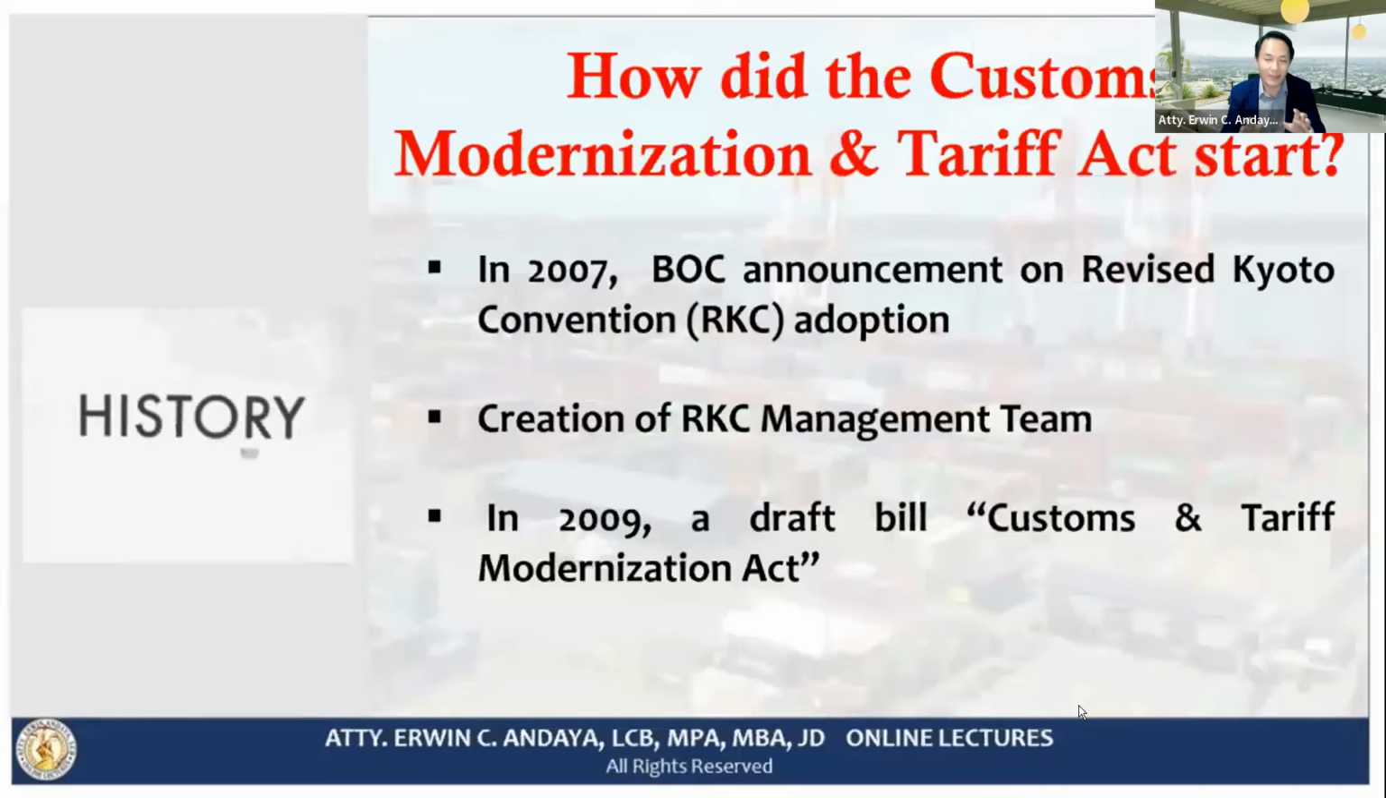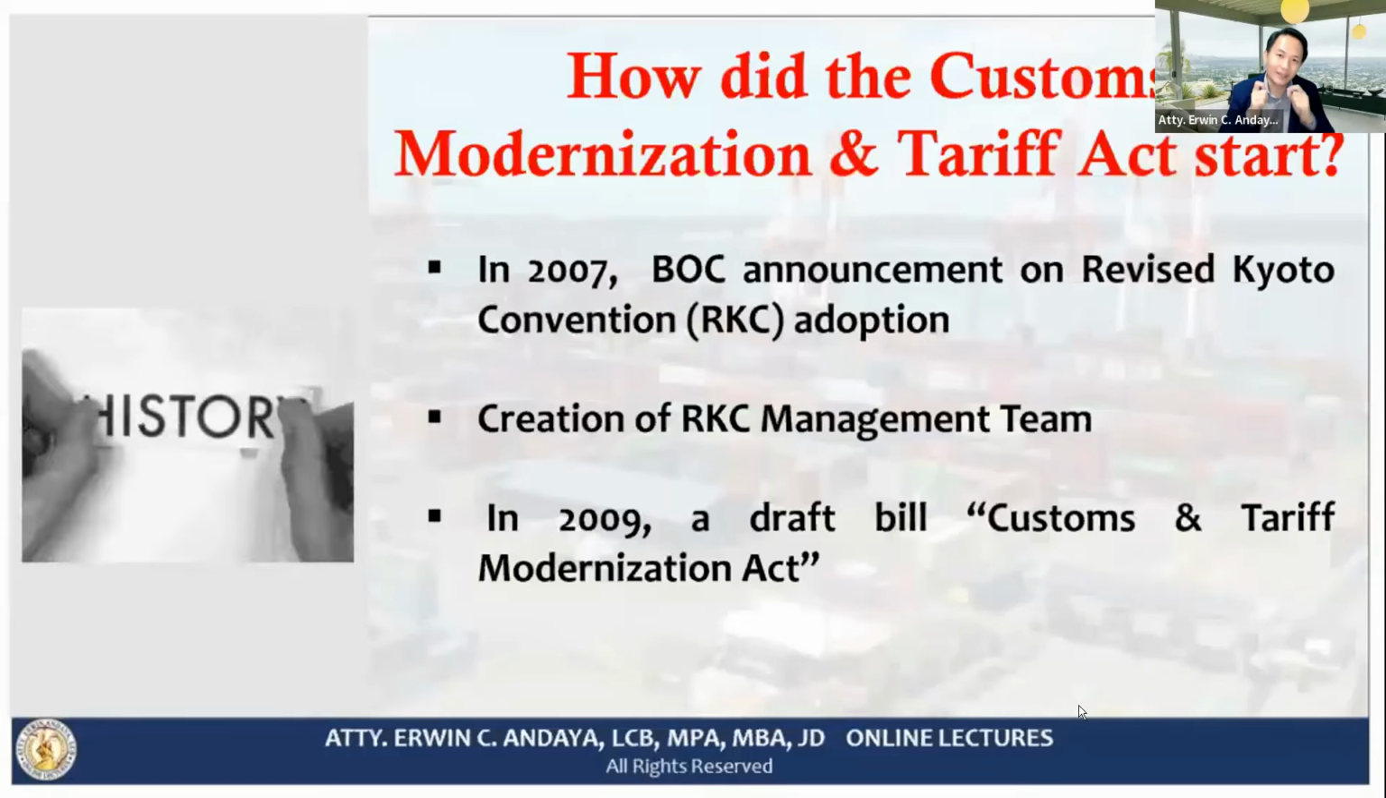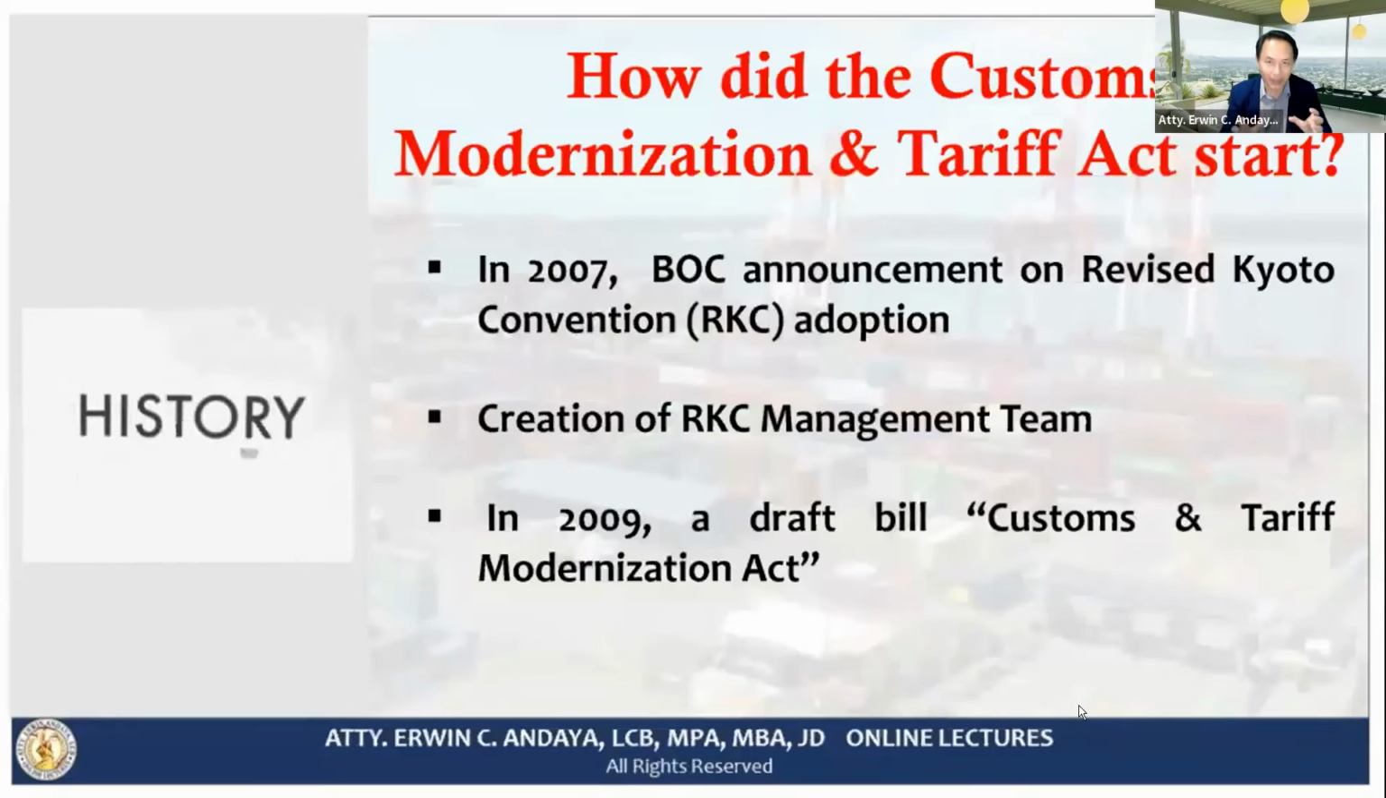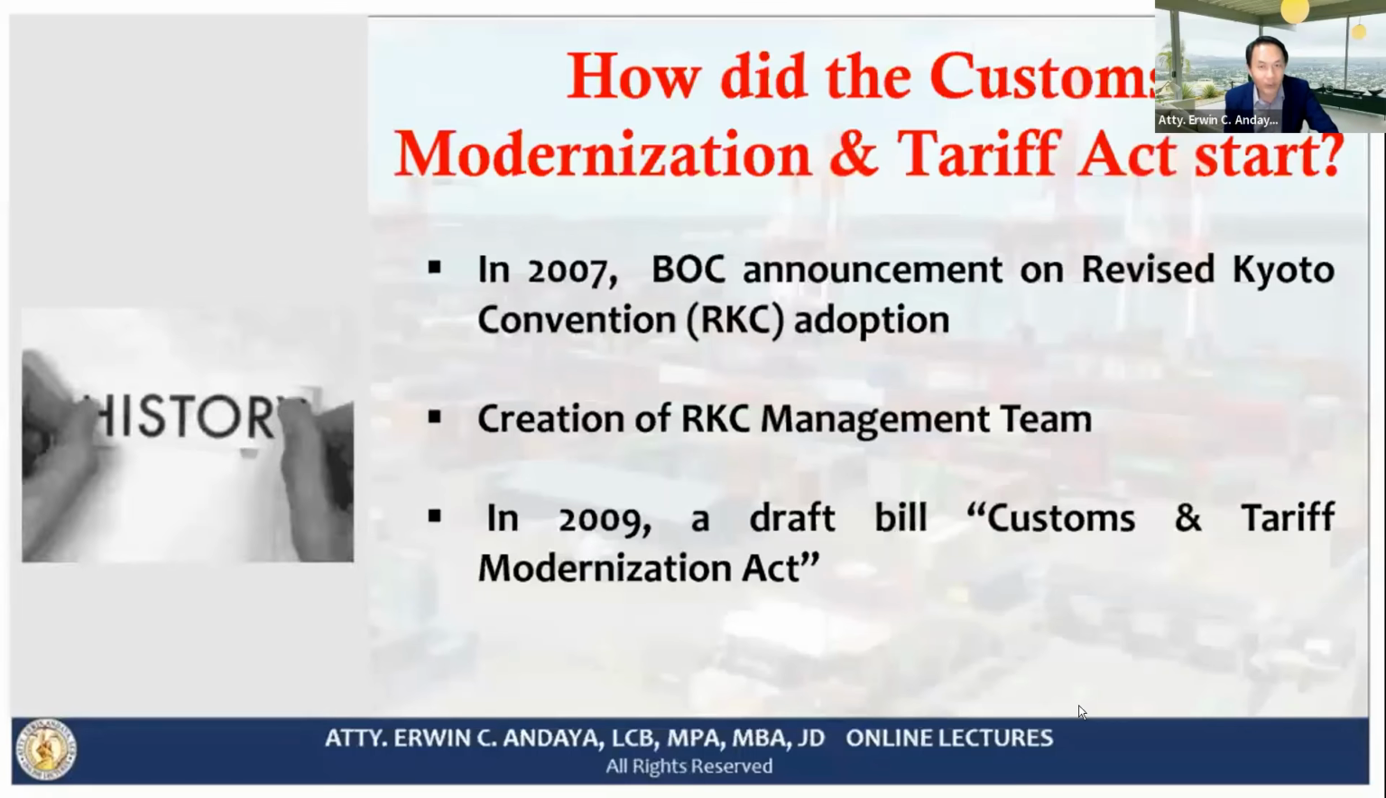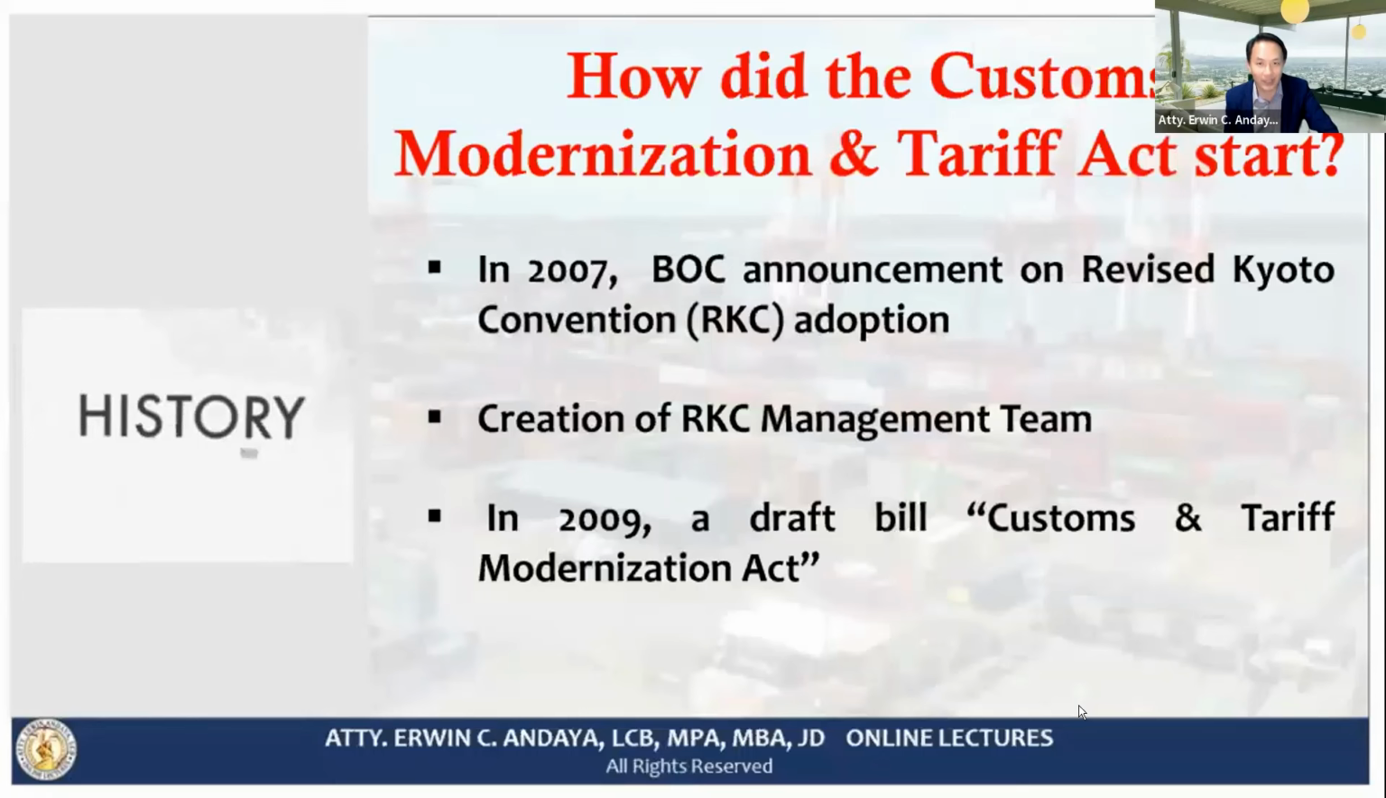So to make that happen, there was a draft bill. Ano po ba yung bill? A bill is a proposed law. Before a law becomes a law, it is just a proposal. And the title of that proposal is a bill. So in 2009, there was a draft bill. And the title of the bill was the Proposed Customs and Tariff Modernization Act.